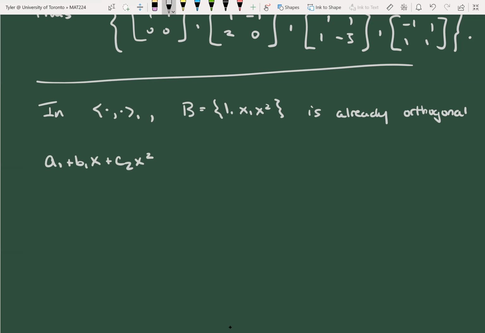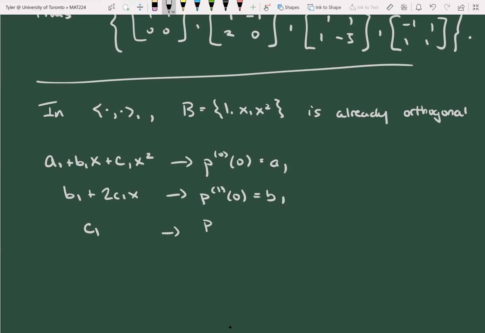Here's a typical polynomial: A1 plus B1x plus C1x squared. If I compute P0, the 0th derivative, at 0, I get A1. If I differentiate it, I get B1 plus 2C1x, so if I compute that at 0, I just get B1. If I differentiate again, I get 2C1, and computing P2 of 0 divided by 2 factorial, I just get C1. Each of those, P to the i at 0 divided by i factorial, just plucks out the coefficients.